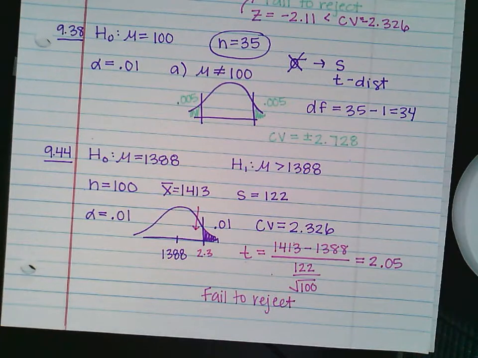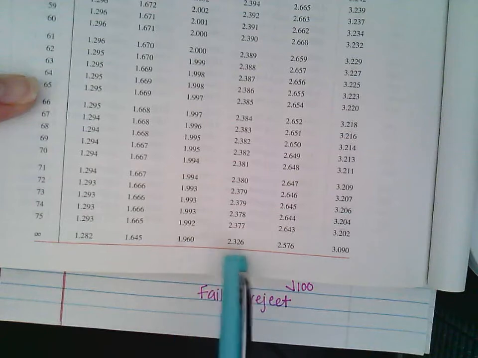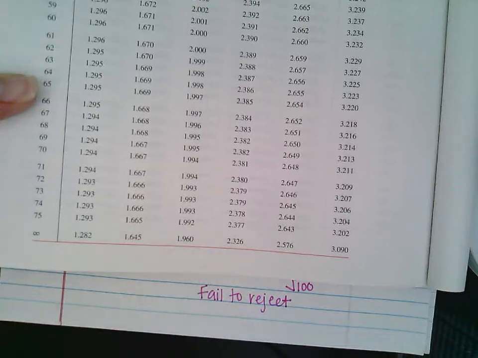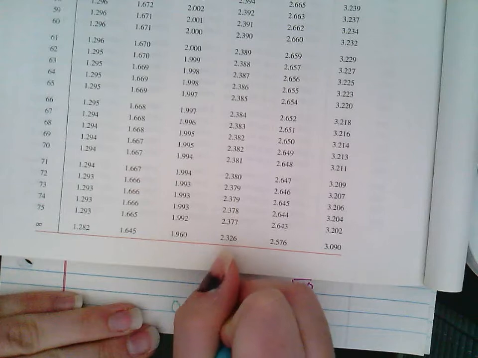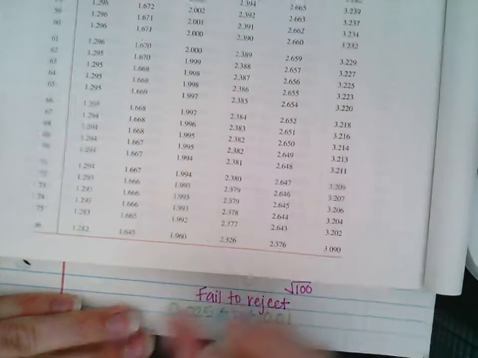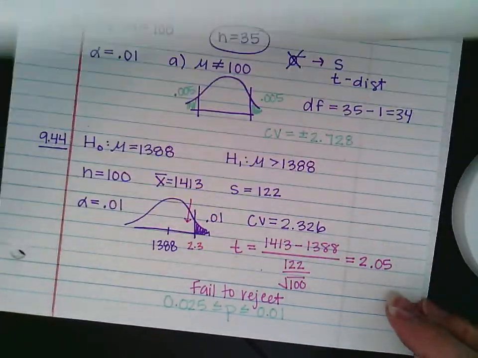And then on part B, it says, hey, go find the range for that t value. So the range for this t value, 2.05, would be somewhere between 1.96 and 2.326, which means my p value then would be somewhere between 0.025 and 0.01. So if I wanted to change my alpha level maybe to like 0.05, then I could reject and I'd be in the rejection region. But in this case, I'm not.